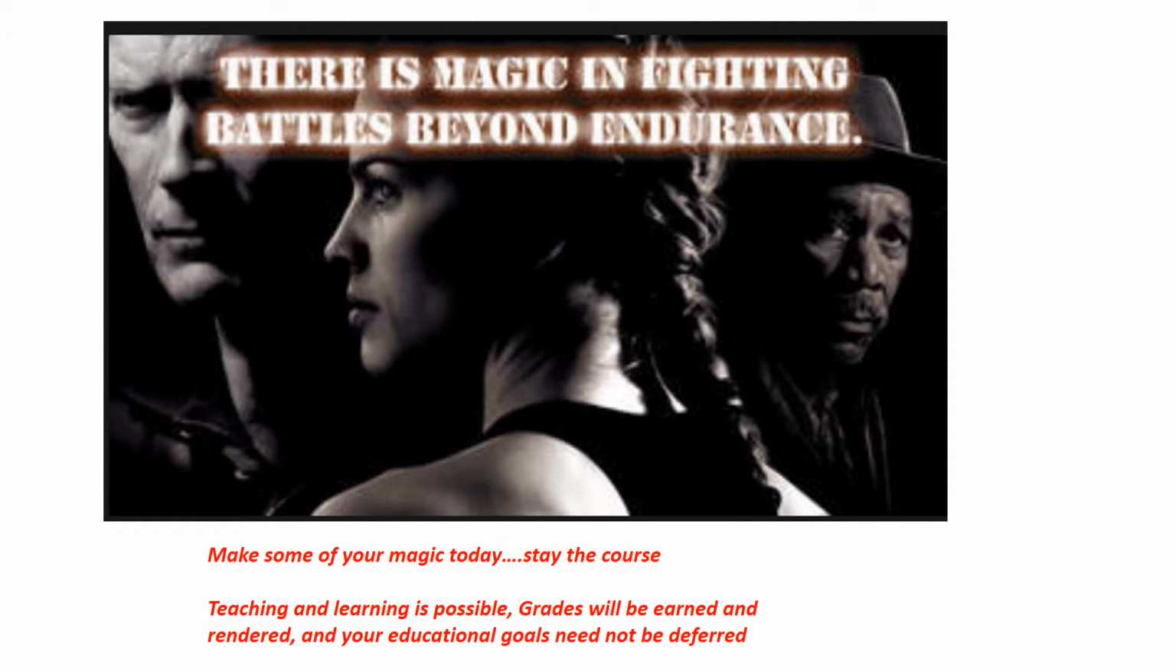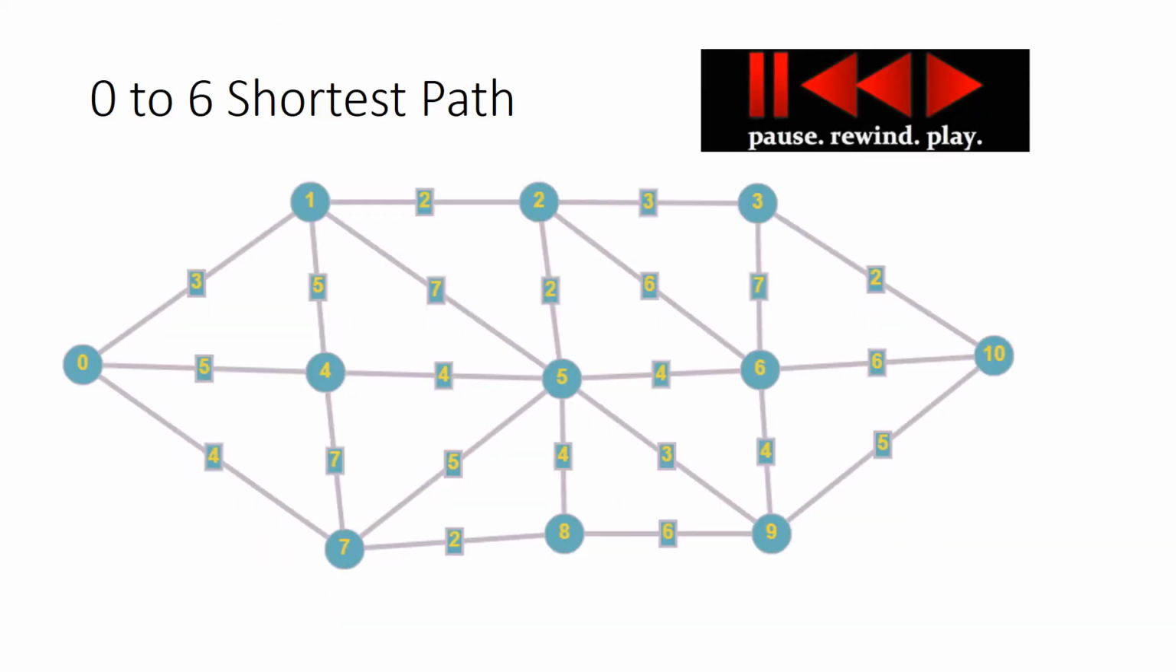That's what champions do. Okay, so first problem, I want you to use Dijkstra's algorithm or something else to find the shortest path from node 0 to node 6. So hit pause, and I'll return and we'll see how you do. Let's see how you did.